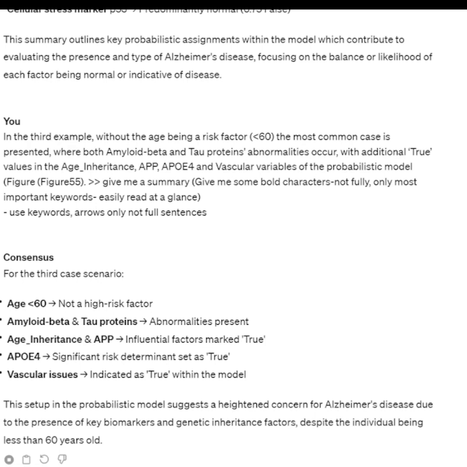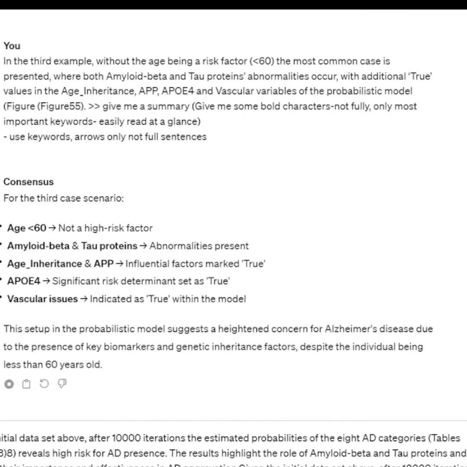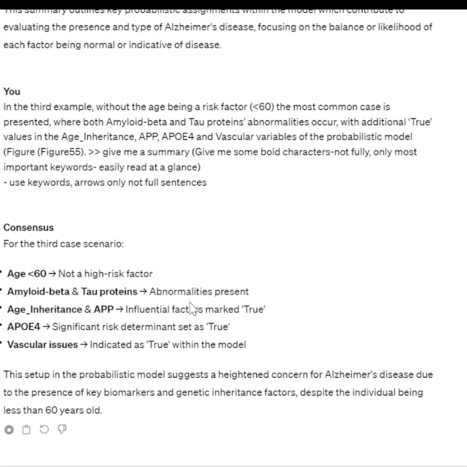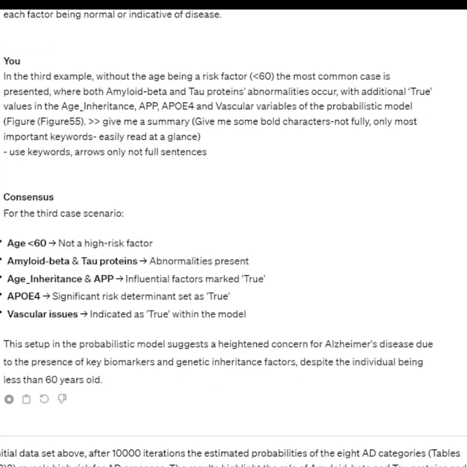For the third case scenario, age 60, not a high risk factor, amyloid beta and tau protein abnormalities present, age, inheritance, and APP influential factors marked true. APOE4, a significant risk determinant, set as true. Vascular issues indicated as true within the model. This setup in the probabilistic model suggests a heightened concern for Alzheimer's disease due to the presence of key biomarkers and genetic inheritance factors, despite the individual being less than 60 years old.